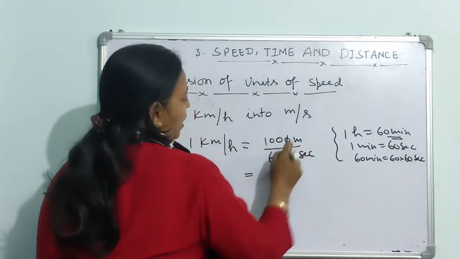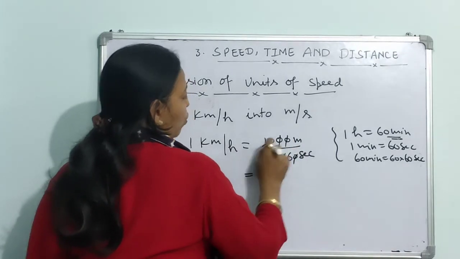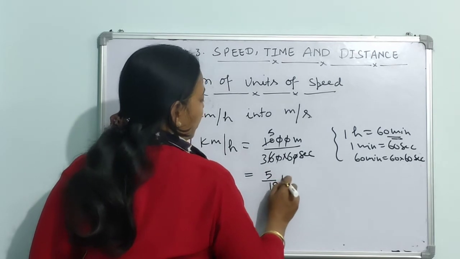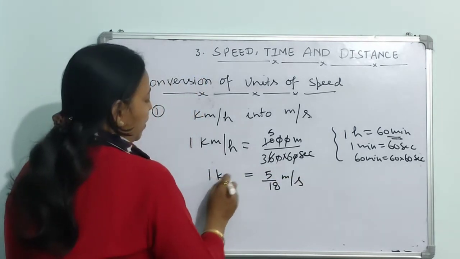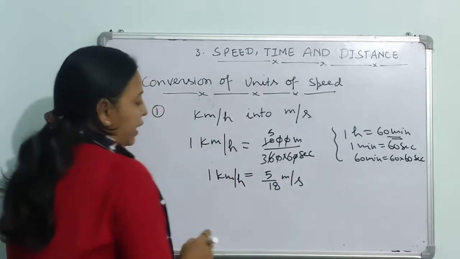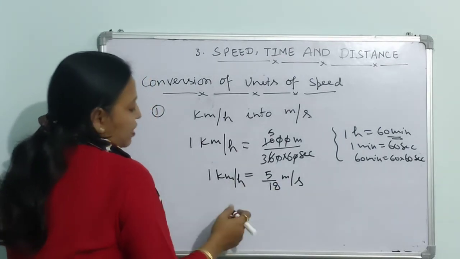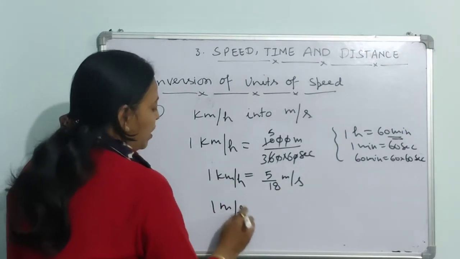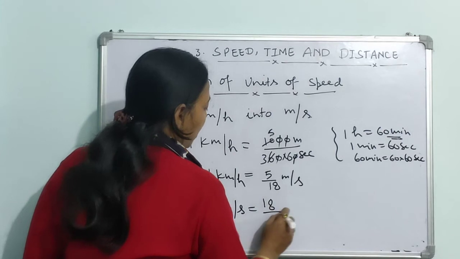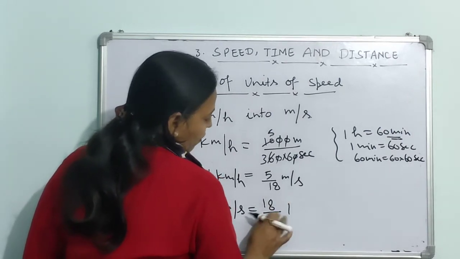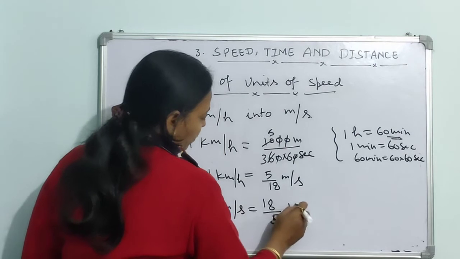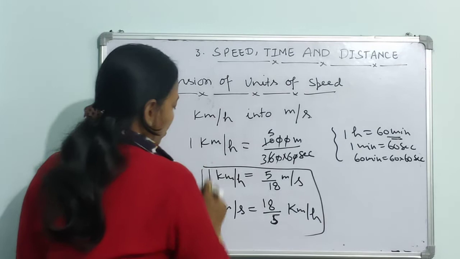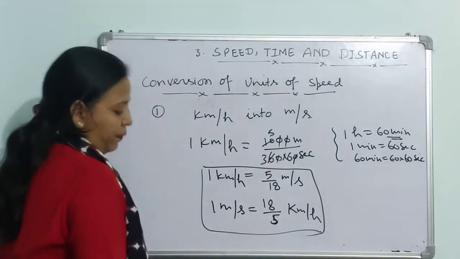So here 1000 upon 60 into 60. This 0 is cancelled with this. This is cancelled with this. 2 fives are 10 and 2 threes are 6. So 5 by 18 meter per second. So 1 kilometer per hour is equal to 5 by 18 meter per second. And conversely, if you want to change 1 meter per second into kilometer per hour, then 1 meter per second is equal to 18 by 5 kilometer per hour. So this is the conversion of units of speed.